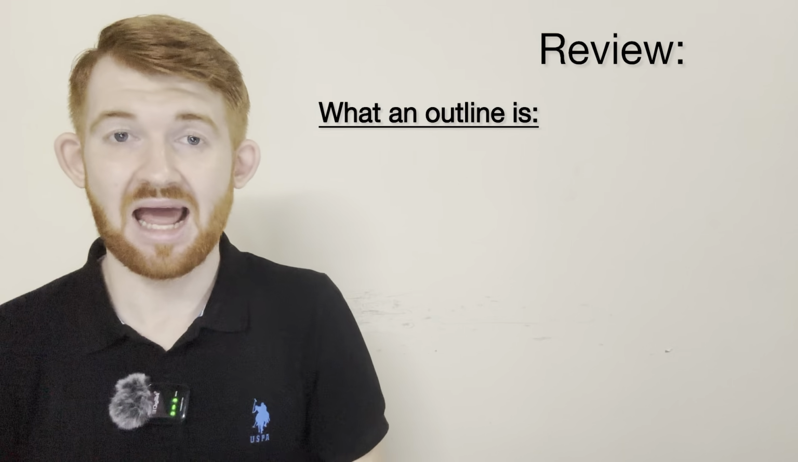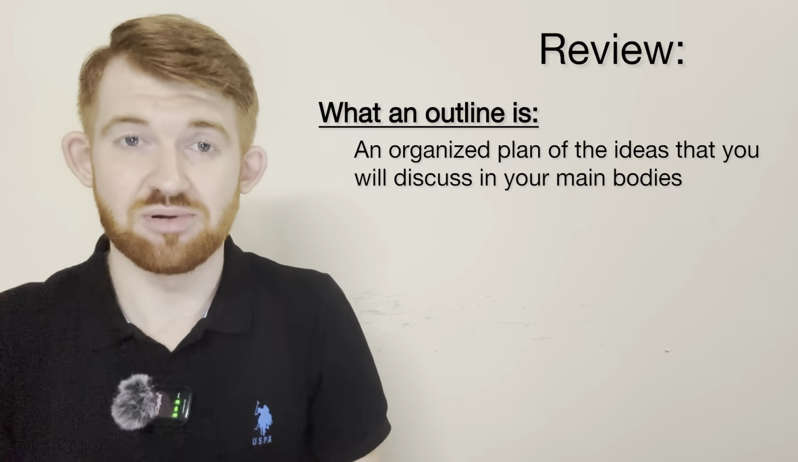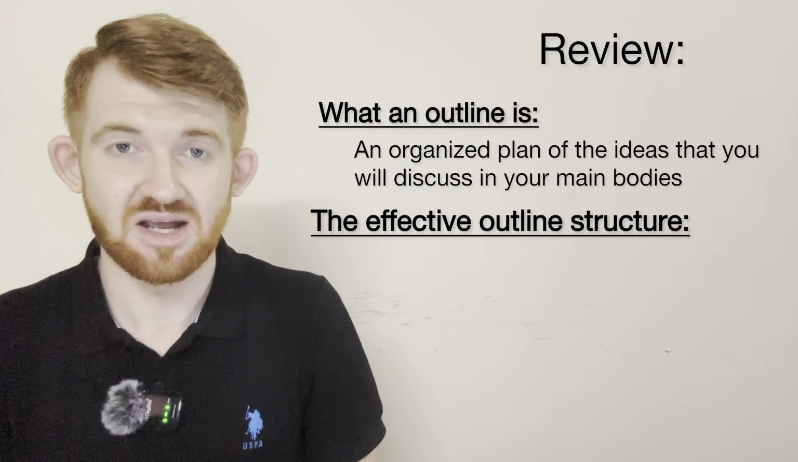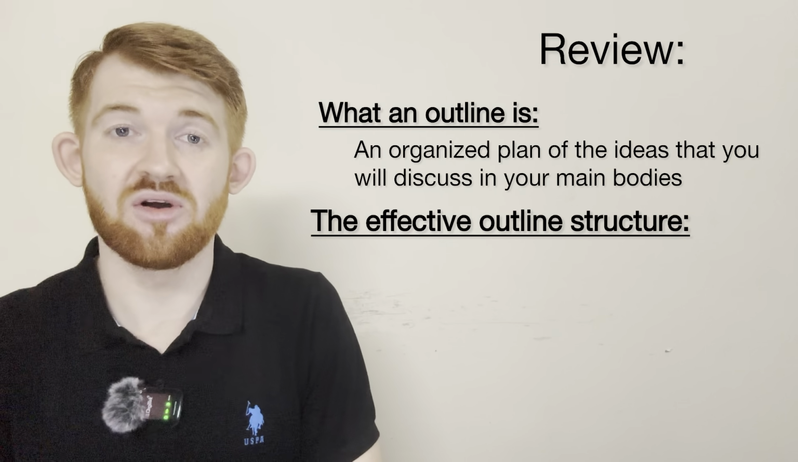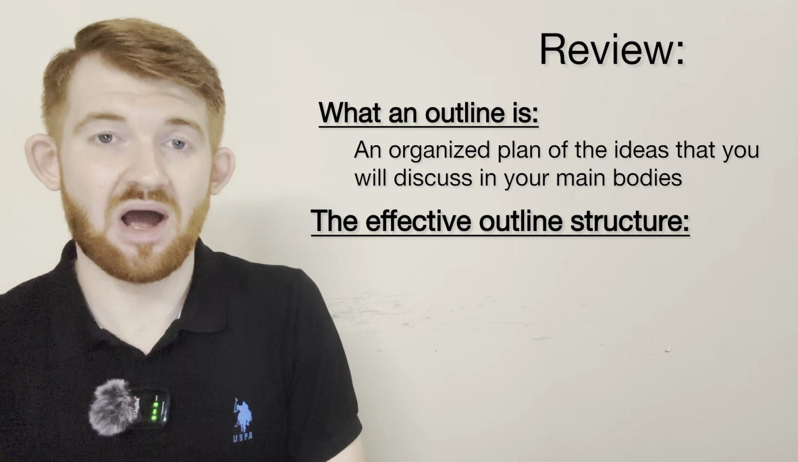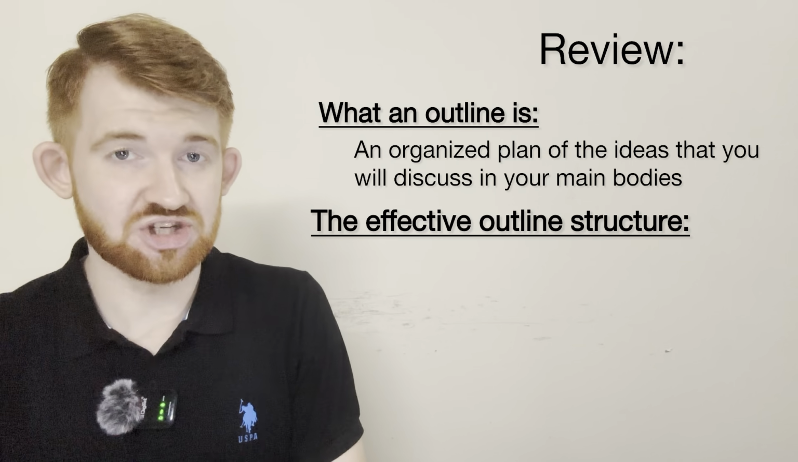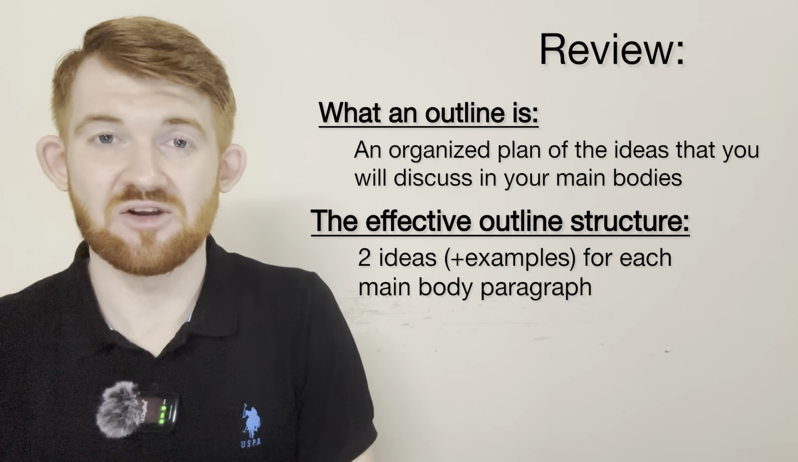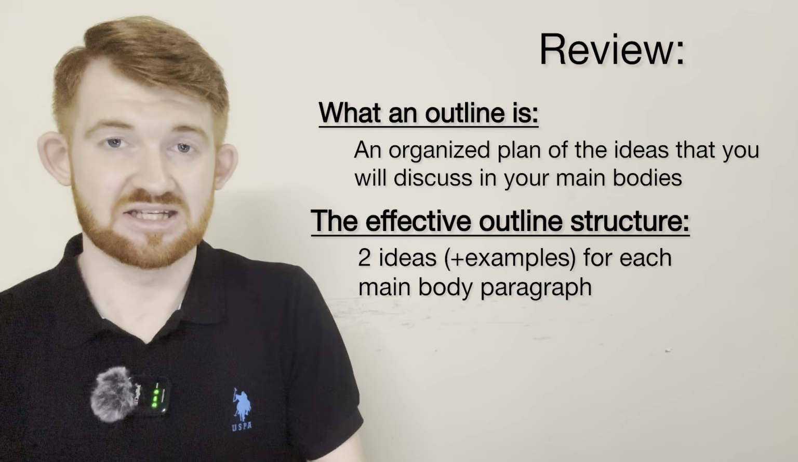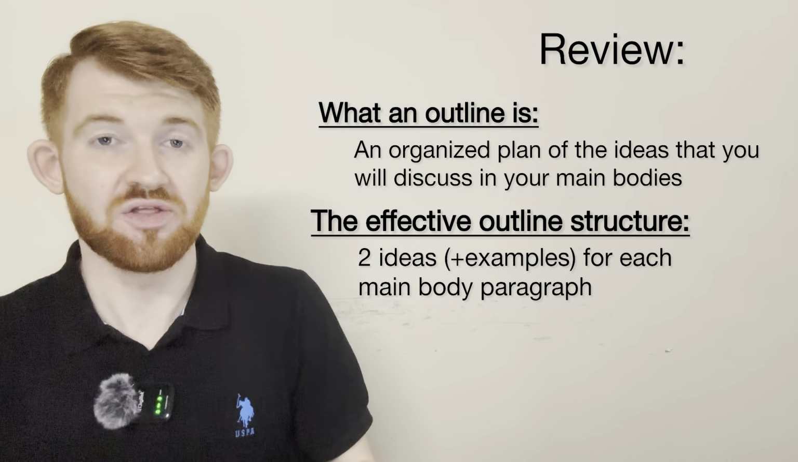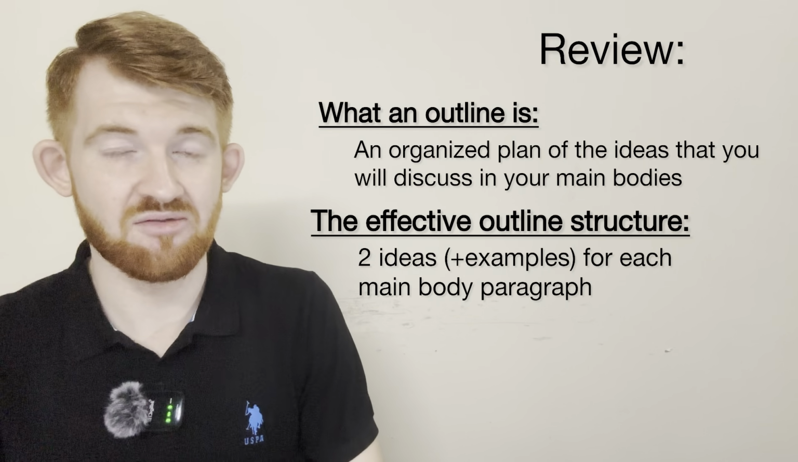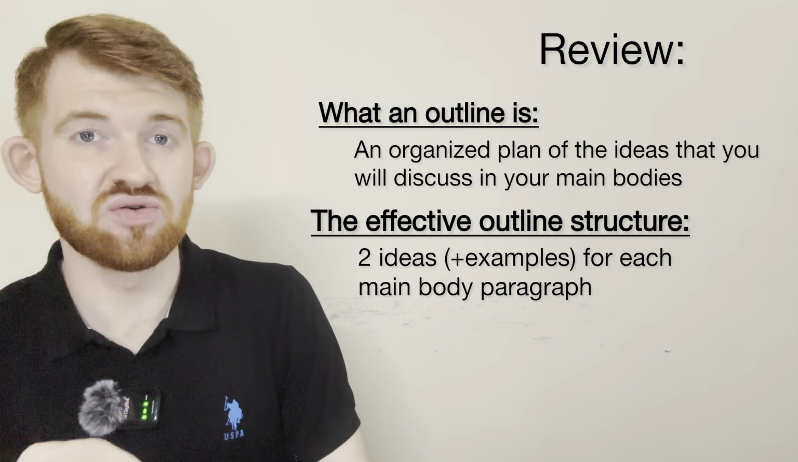So let's review what we just learned. We learned what an outline is. It is an organized plan of the ideas that you will discuss in your main body paragraphs. Next, we learned the structure for an effective outline, which is 2 ideas and an example of each idea for each main body paragraph. And we also learned how to make an effective outline. We start by deciding how many paragraphs we want to have, what the focus and the topic of those paragraphs will be, and then for each main body paragraph, we want 2 ideas and 2 examples.